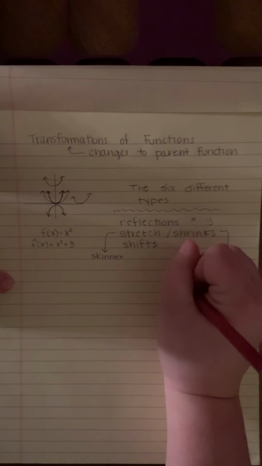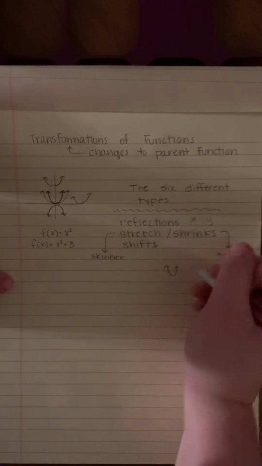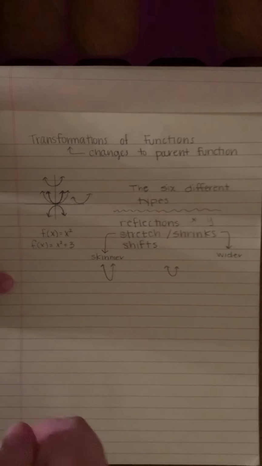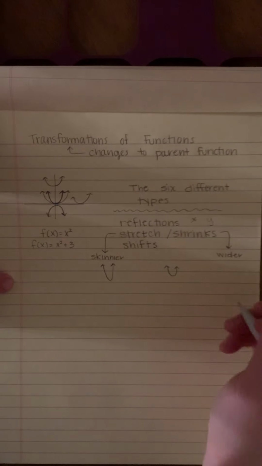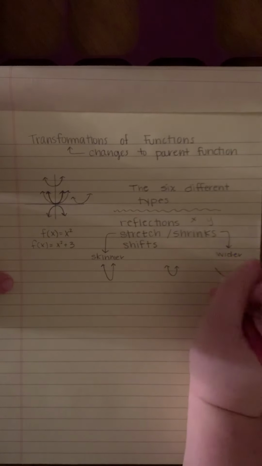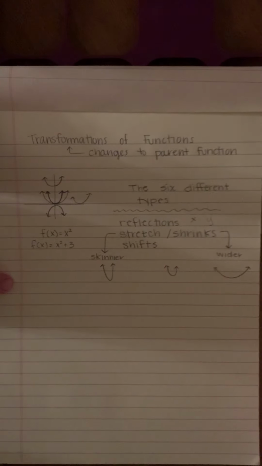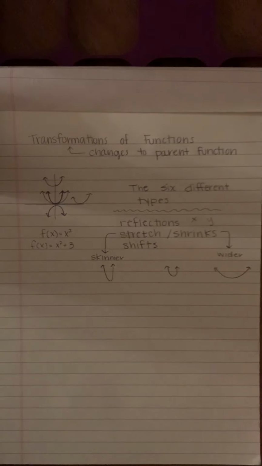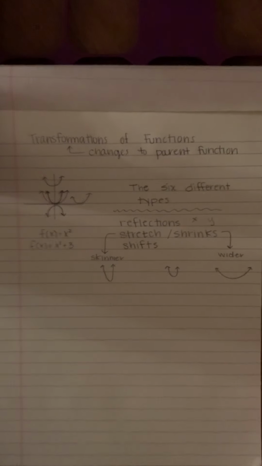So if this is the original parent function, one that's elongated would be a stretch, and one that's like this would be a shrink. Okay, now that can happen vertically or horizontally, and we'll talk about that when we get to that type. And then we do also have shifts, which could be vertical or horizontal, so up, down, left, or right.